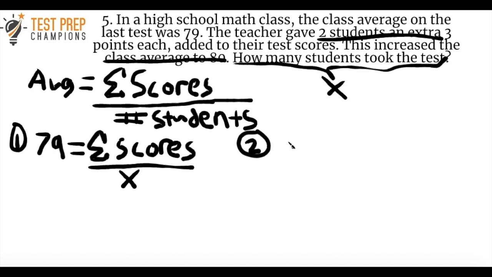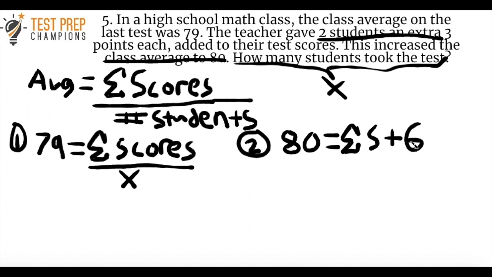So the second equation is going to be, let's take the average, which is 80 this time. That's equal to what? Well, the sum of the scores is going to be the same. So we've got the sum of the scores, and this time I'm just going to write an S for scores. But this time we're adding what? We're adding 6, right? Because 2 of the students get an extra 3 points each. 2 times 3 is 6. So we have the sum of the scores, which is the same as in the first equation. However, we also have to add another 6 points this time to the sum of those original scores. And the reason again is because there are 2 students that get an extra 3 points.